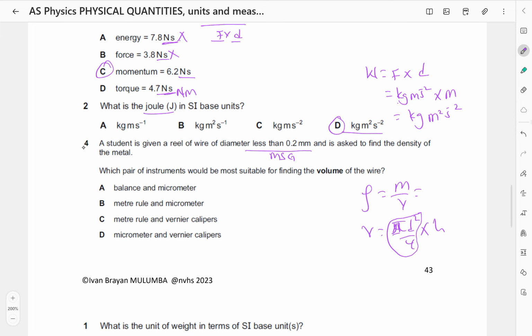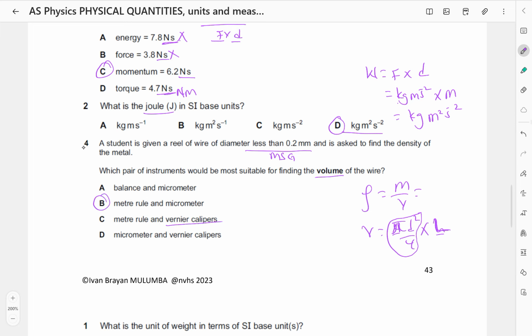Which pair of instruments would be most suitable for measuring the volume? Volume is pi d squared over 4 times h, where h is a height or a length. I'll just say times the length of the wire. So for the diameter we use a micrometer screw gauge, because it is less than 0.2, and the length can be measured using a meter rule. So our answer is going to be B.